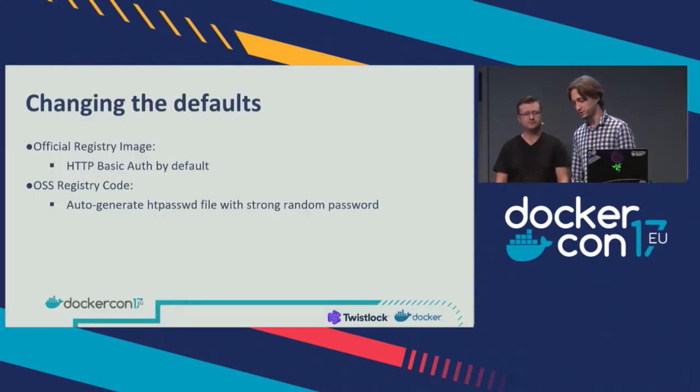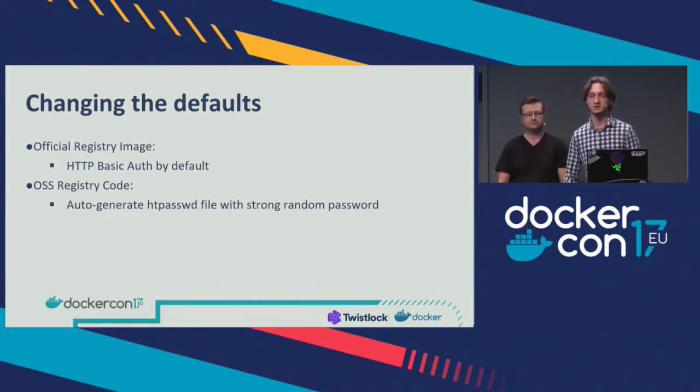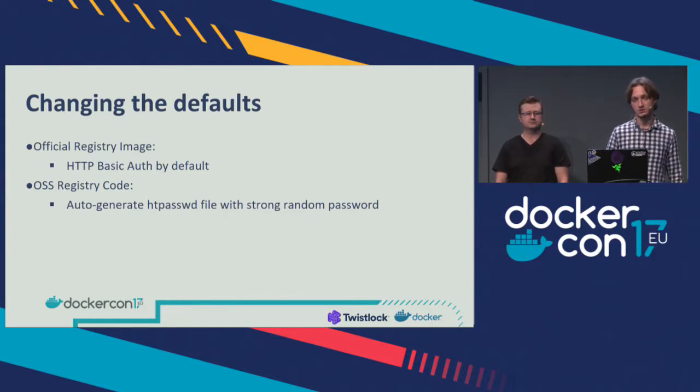From another angle, we also worked together with Docker in order to provide a safer and more secure environment with the default settings. So what we did, we implemented HTTP password generation inside the Docker registries. So once you run your Docker registry, we are going to generate a password for you, and it's going to be printed to the stdout. Very similar to how Jenkins works right now. Back to you, David.